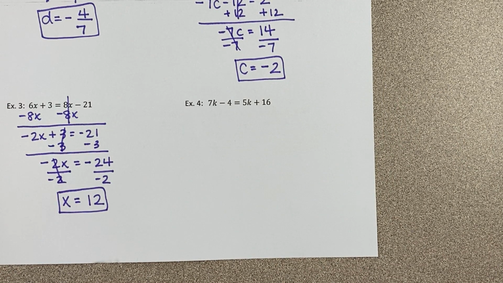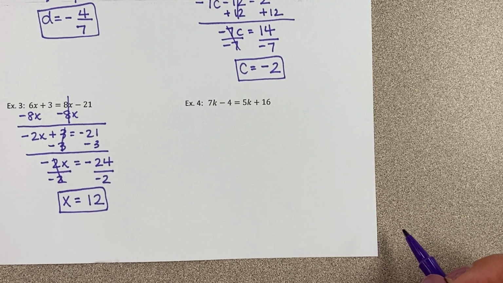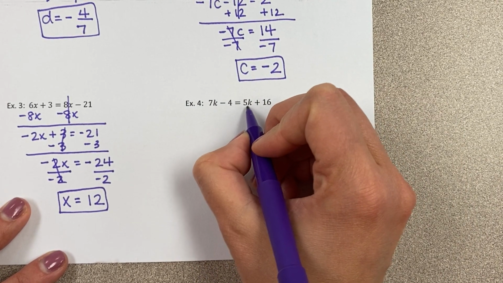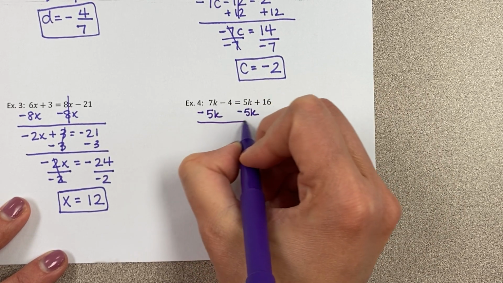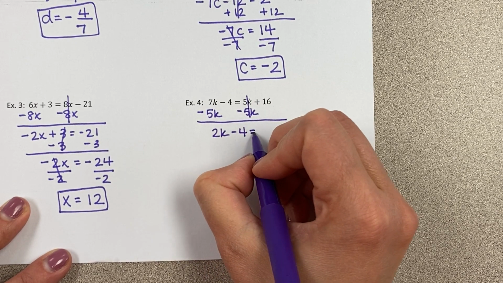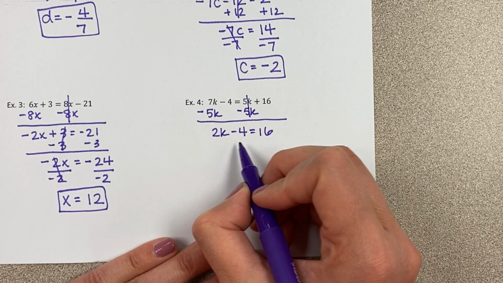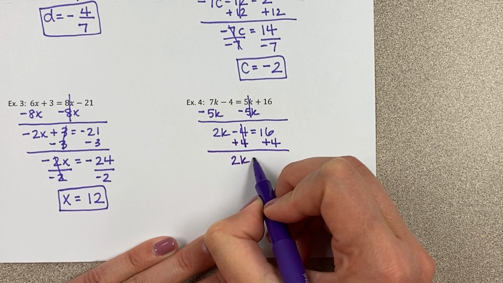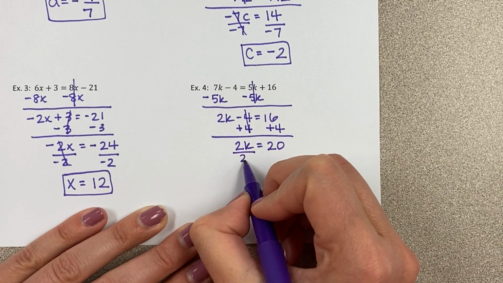All right, example 4. Same thing, I don't see parentheses, I don't see fractions, I don't see that I have to combine any like terms, so I'm just going to move the variables. So I'm going to take 5k and move it to the left side. Right now it's positive, we have to do the opposite. When we subtract that, we get 2k. Leave the k on the left side, so I'm going to move the 4. 16 plus 4 is 20. Divide by 2.